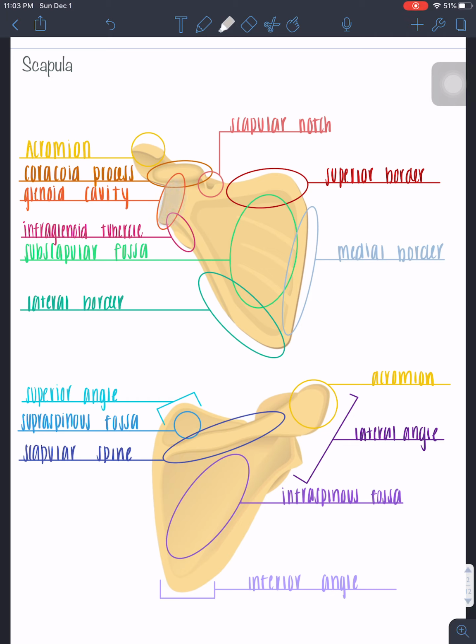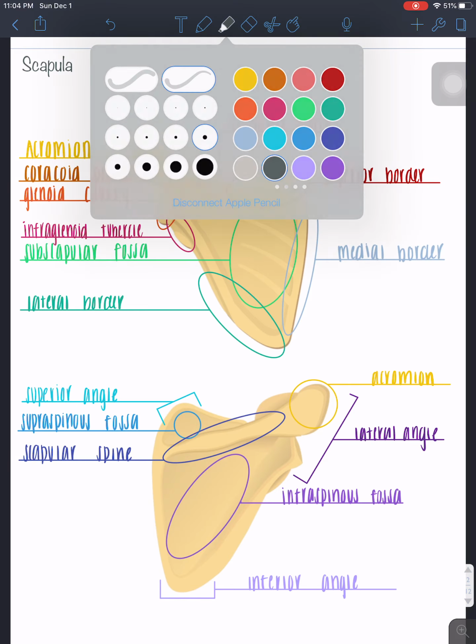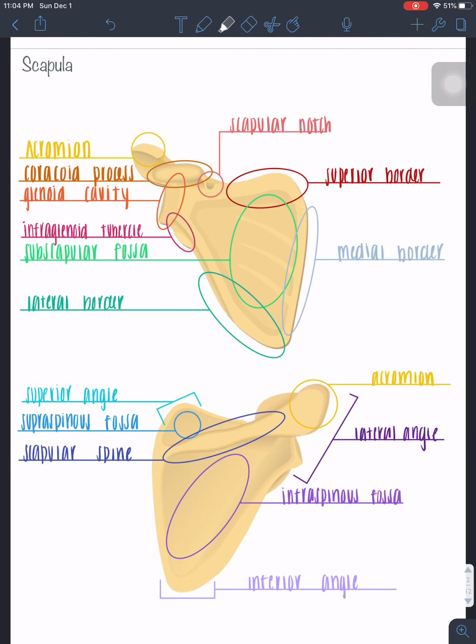Maybe I shouldn't be highlighting with this color. Let's try something else. A darker color. Then there's the scapular notch, which is right here. After the scapular notch, there's the superior border. Now, for me, the easiest part of remembering for the scapula was the borders, because superior border, obviously, it's superior. Then, medial border, because it's medial to the lateral border.